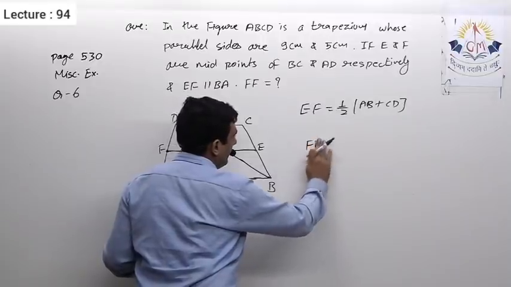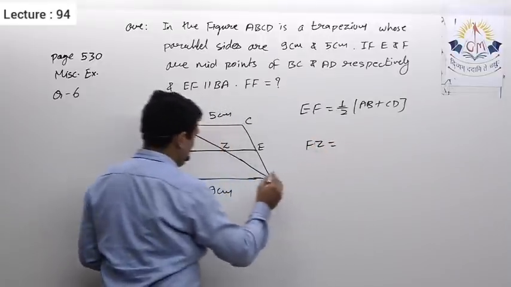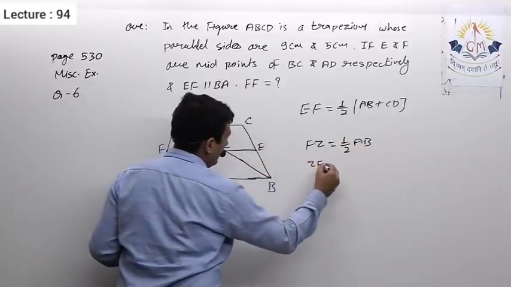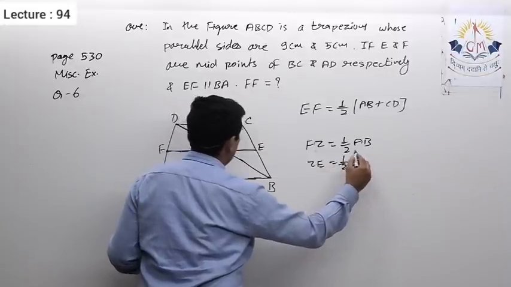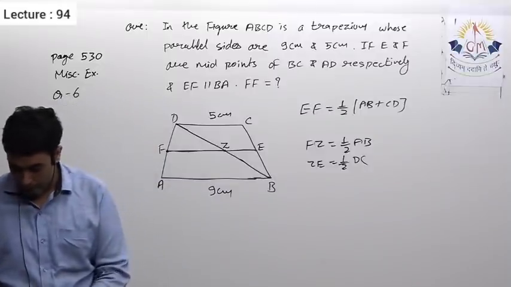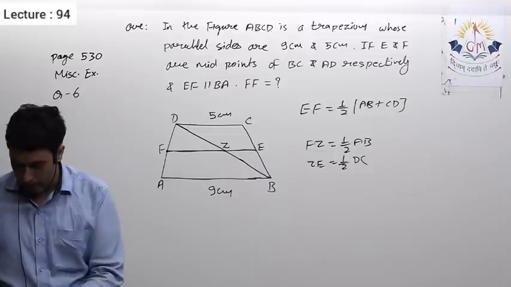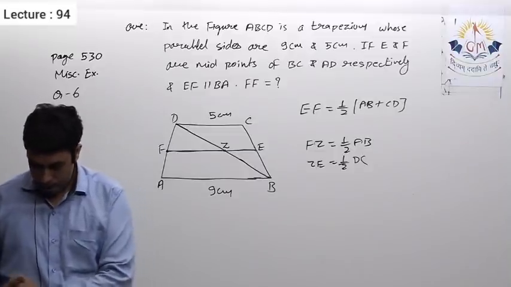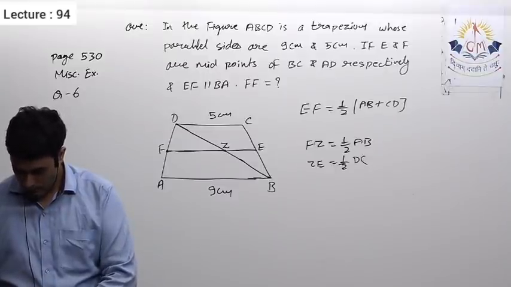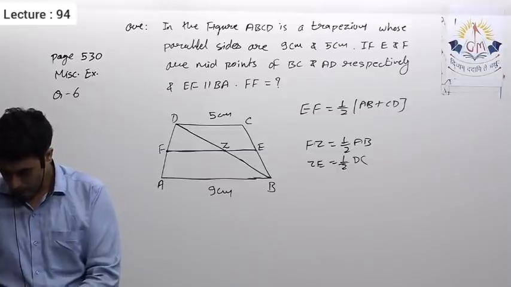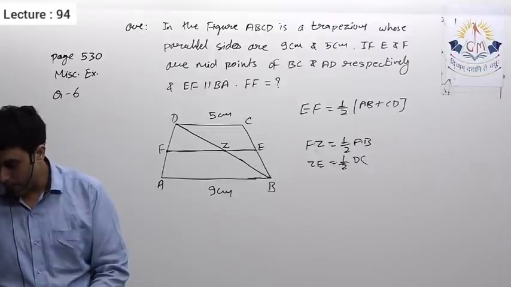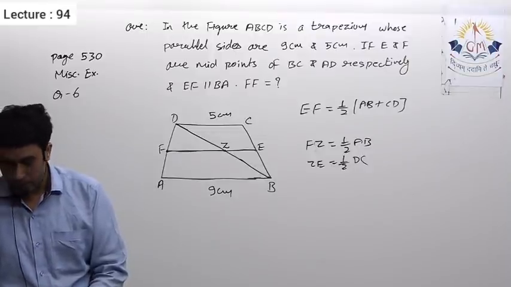half of AB. Actually, if you remember, we solved this question already. FZ is equal to half of AB. Similarly, I will say ZE is equal to half of DC. So by adding these two, I get this. Let me tell you when we solved this question in the last lecture. This is from exercise 10.3, question number 14. Okay, it is similar to that.